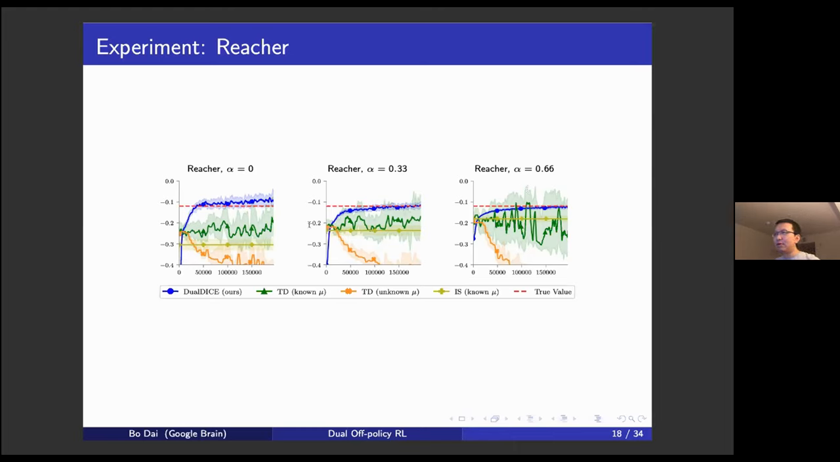In all these three cases, you can see our method achieves the true value, while the existing methods don't give you the correct answer. And this axis is how many iterations, or how many samples, since this is stochastic, you visit during the optimization procedure. So that's the first part, about how we use optimization to solve reinforcement learning.